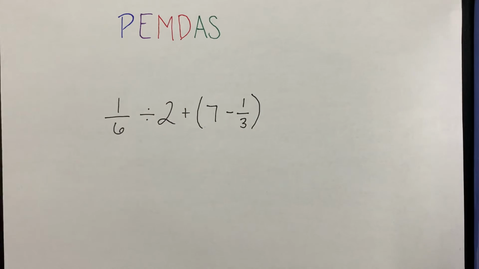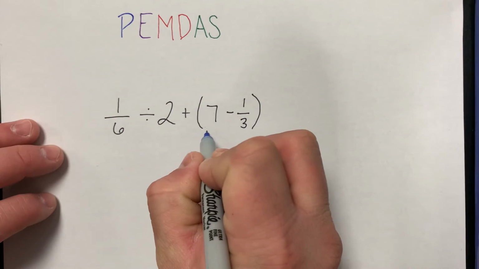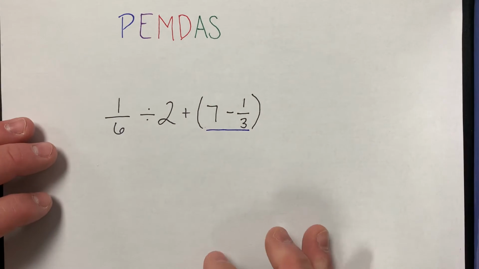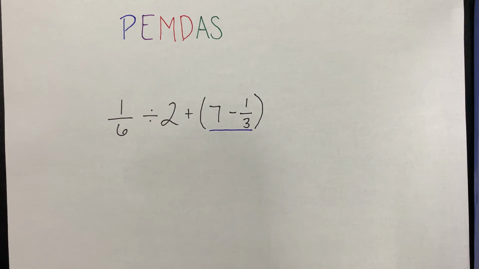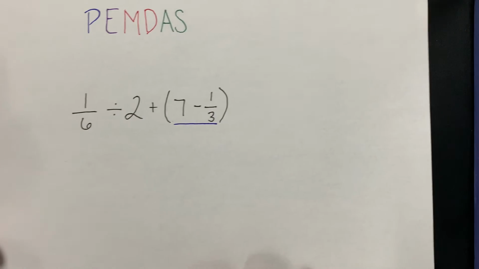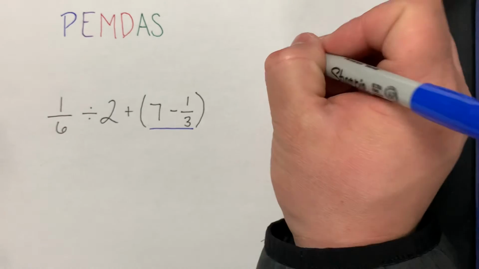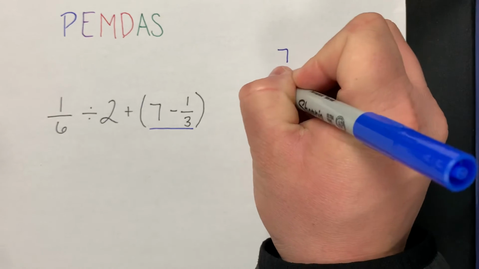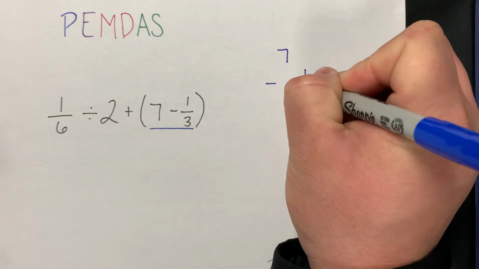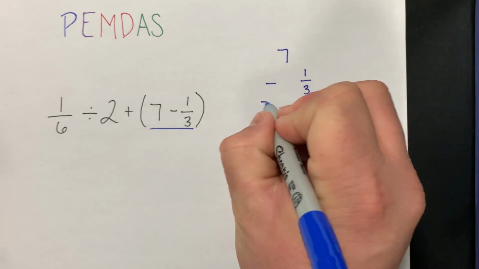Okay, so we're going to look at the first problem, which is 1/6 divided by 2 plus parentheses 7 minus 1/3 close parentheses. Because of our order of operations, we've got to start in our parentheses. We've got to start with 7 minus 1/3. All right, so to do 7 minus 1/3, I'm going to go ahead and stack them in standard subtraction form.